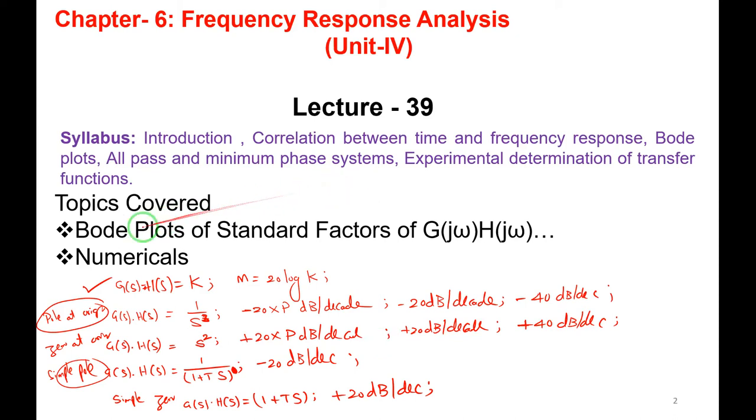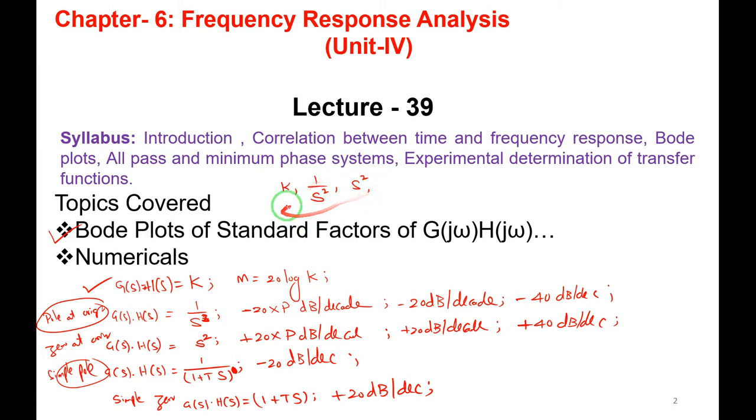Good afternoon, students. In the previous lecture, we studied the Bode plots of the standard factors. Standard factors means K, the system gain, then a pole lying at the origin, a single pole, 1 by s to the power of 1. If it is 1 by s square, two poles are lying at the origin. Zeros lying at the origin will come in the numerator. If there are two zeros lying at the origin, it is s square.